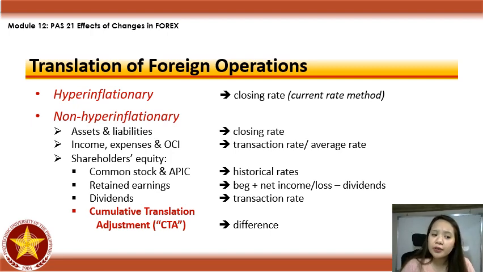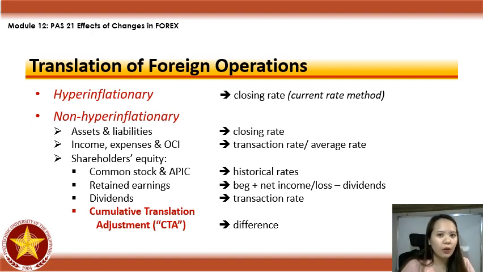For the shareholders' equity, for your common stock and APIC, you use historical rates or the exchange rate kung kailan na-issue yung shares of stocks. For retained earnings, you use the beginning translated retained earnings plus the net income or loss na alam natin na tinranslate natin ng either transaction rate or average rate, minus the dividends which is translated at transaction rate. And then the difference dun sa mga translation mo sa taas will go to your CTA.